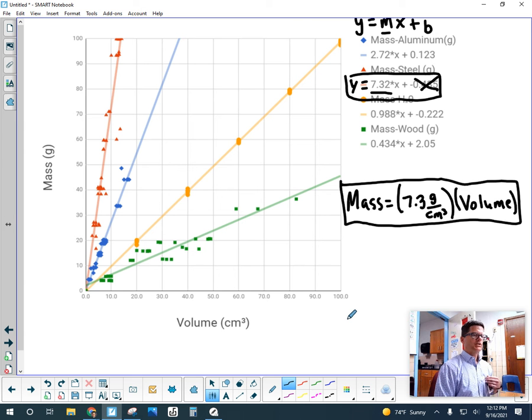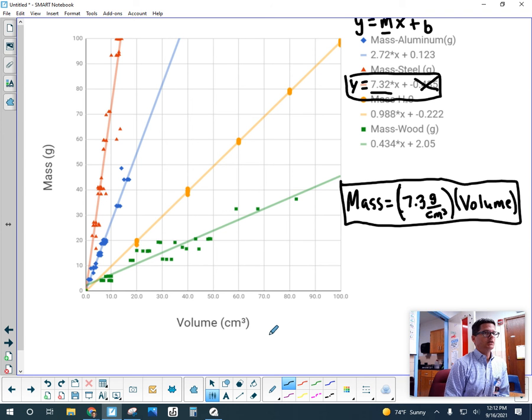So I'll ask you guys, what is this actually telling me about steel? To say that the slope of this graph is 7.3 grams per cubic centimeter. Anybody have an idea? It has a name, but more importantly than the name, what is it telling us conceptually about steel, or at least the type of steel that we had in this investigation? Thoughts?